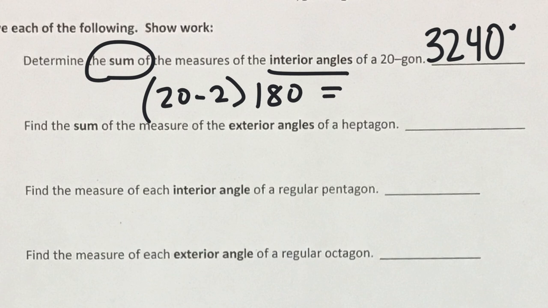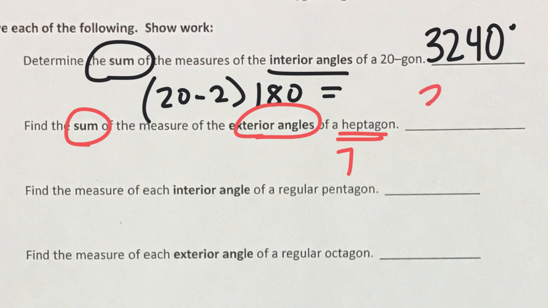Okay, find the sum of the exterior angles of a heptagon. How many sides does a heptagon have? 7 sides. And the sum of the exterior angles is 360. No calculations needed, as long as you remember that the exterior angles add up to 360.